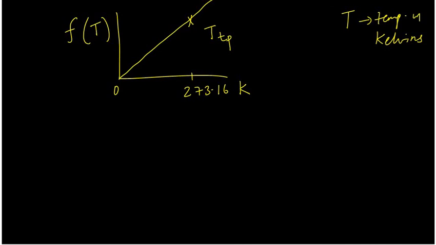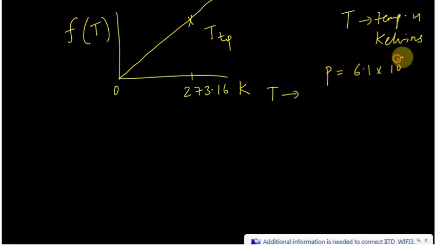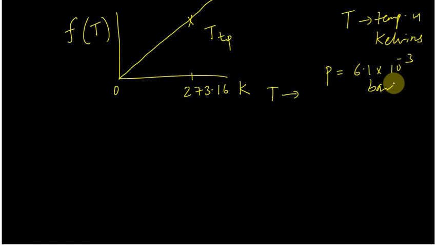But it's not at 1 bar. The melting point is defined at 1 bar. So this also needs a definition of at what pressure we are going to do this. So that's your temperature axis, that's your function PV, and the pressure at which the triple point exists is 6.1 times 10 to the power minus 3 bar. So very small pressure compared to an atmosphere, a millibar, 1000 times less. We'll come to these things a bit later.